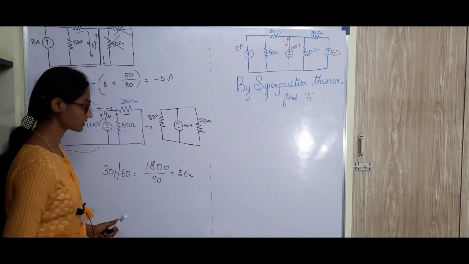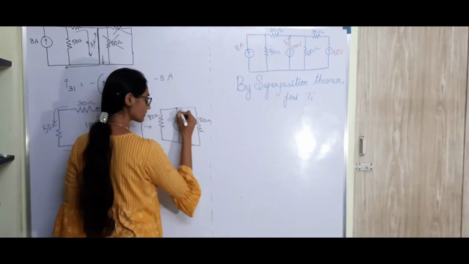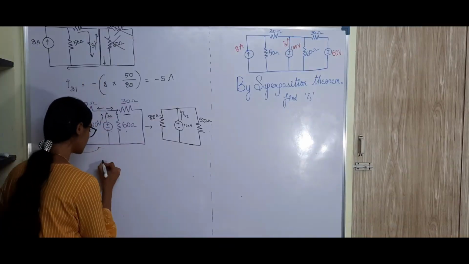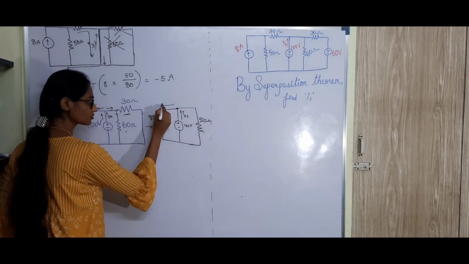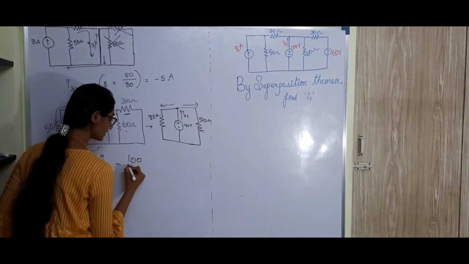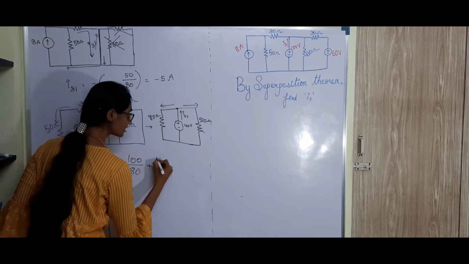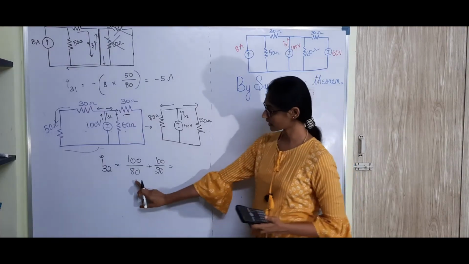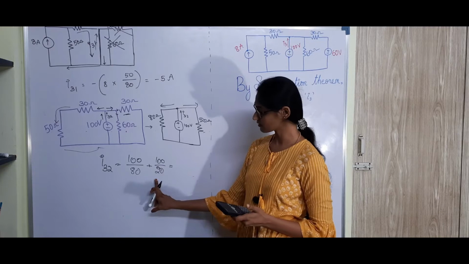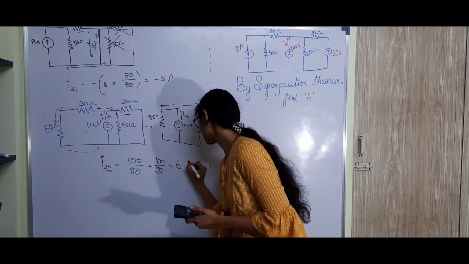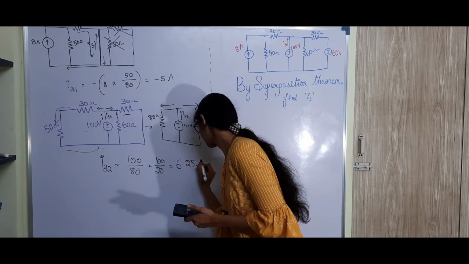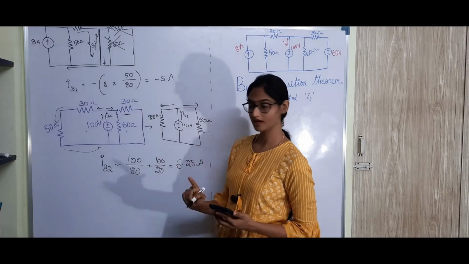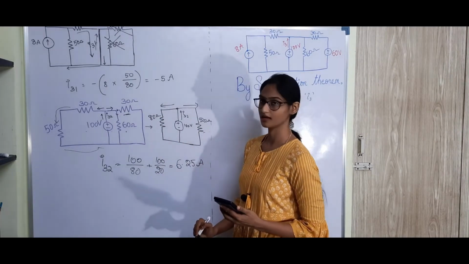So this is our simplified circuit, and I32 is this current. We have to find this current, I32, supplied by the 100 volt source. Sounds easy, right? What is I32? I32 will be the sum of these two currents, which is 100 divided by 80 plus 100 divided by 20. 100 divided by 80 is 1.25, 1.25 plus 5 is 6.25. This current is 6.25 ampere. Alright. So I31 is minus 5 ampere and I32 is 6.25 ampere.